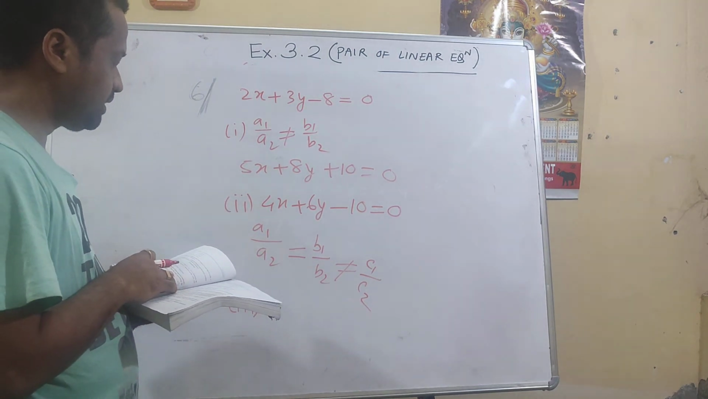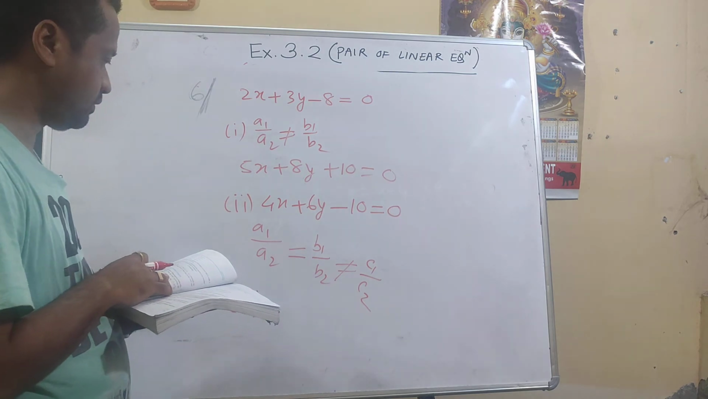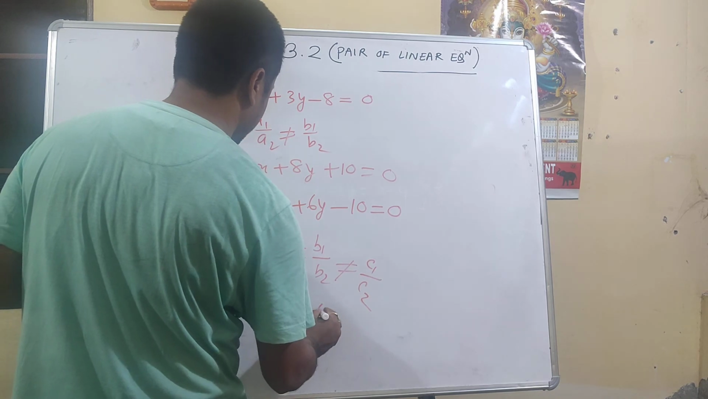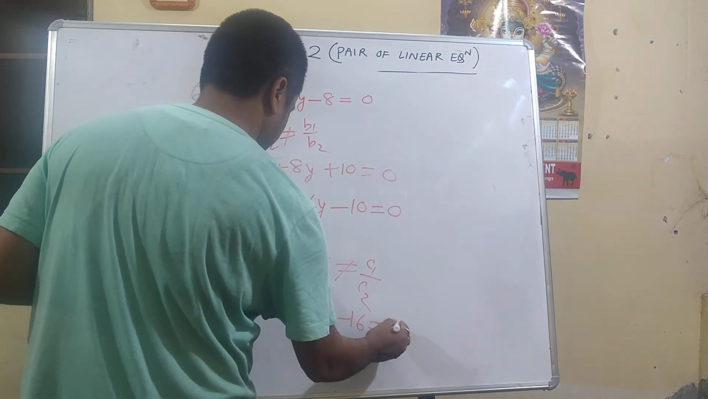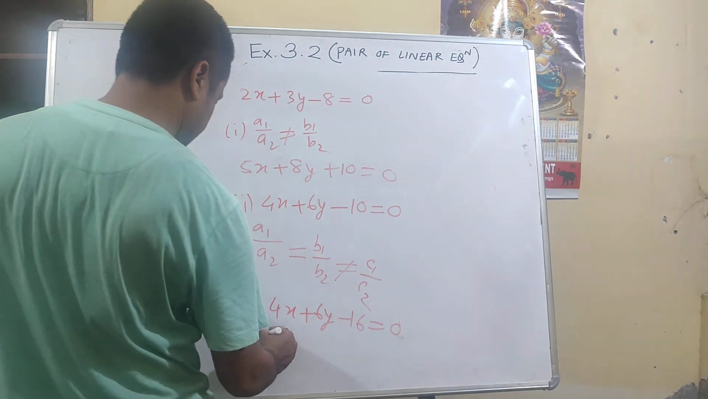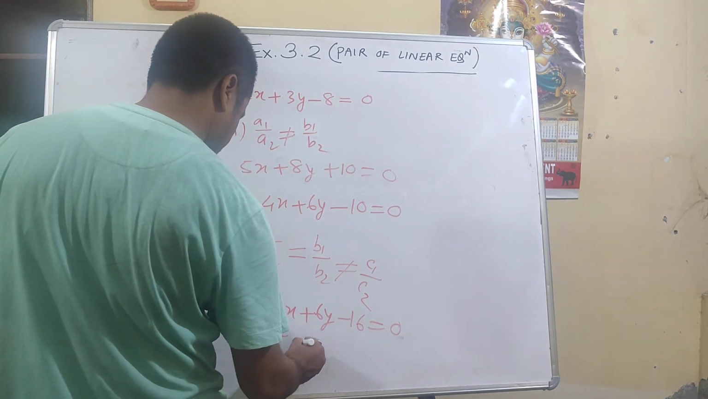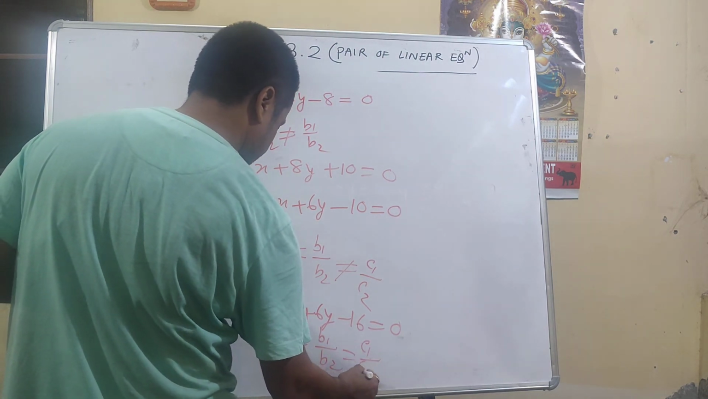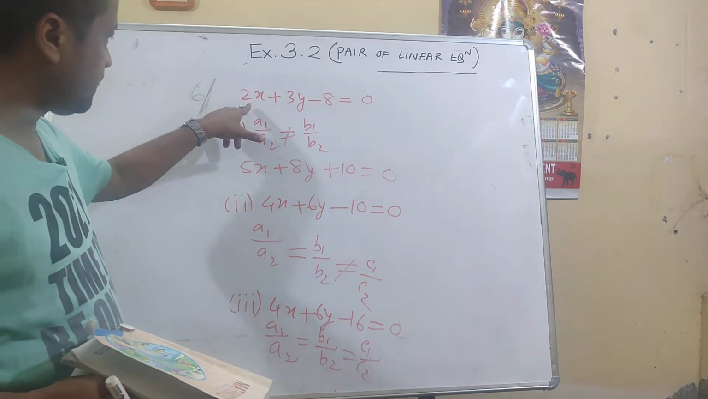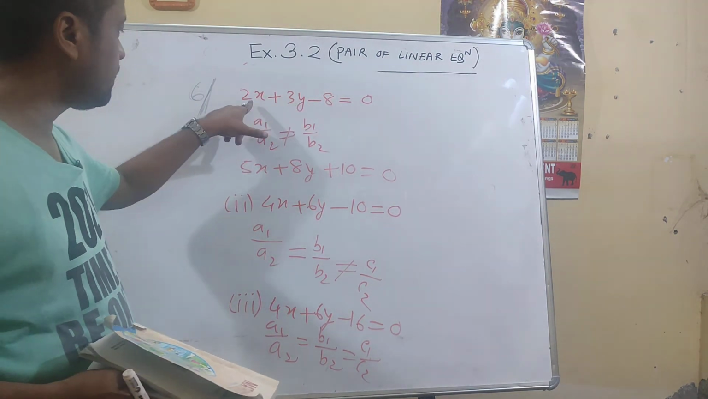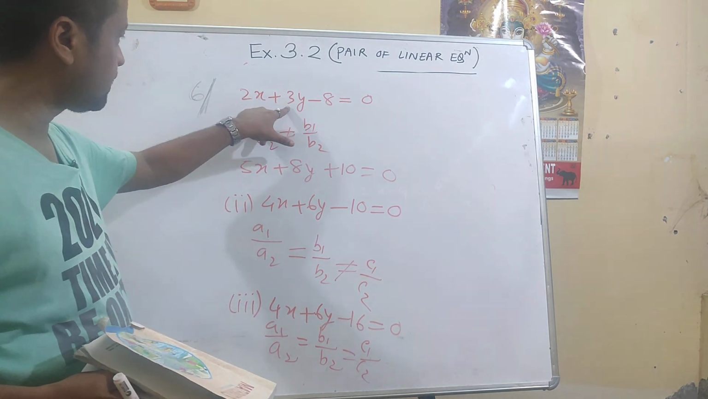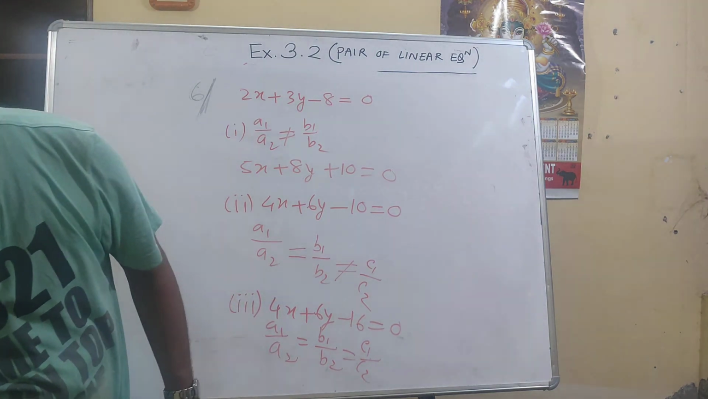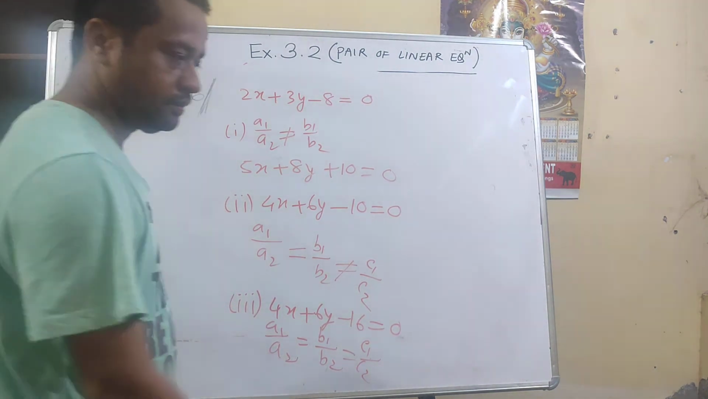Number 3, coincident lines. That means a1 by a2 is equal to b1 by b2 is equal to c1 by c2. So it is 4x plus 6y minus 16 is equal to 0. For coincident lines, the condition is a1 by a2 is equal to b1 by b2 is equal to c1 by c2. Since it is 2x plus 3y minus 8 is equal to 0, we multiply both sides by 2 to get 4x plus 6y minus 16 is equal to 0. So these are the three examples.